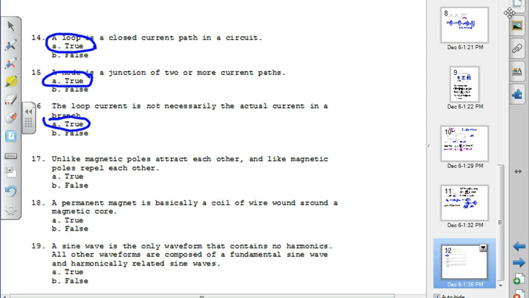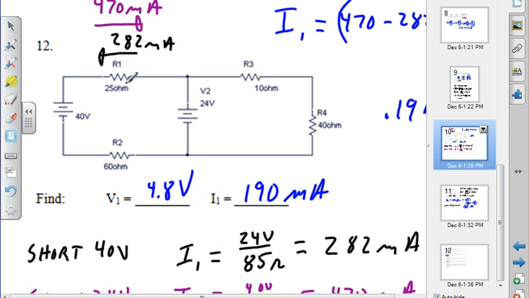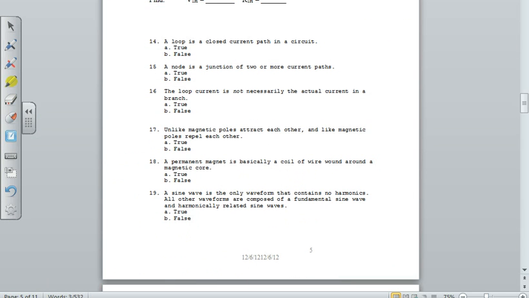Back here, we have a loop current going that way of 2.8 milliamps. We have a loop current going this way of 4.7 milliamps. Neither of those is the actual current in the branch. The actual current in the branch is 0.19 amps, 190 milliamps. Okay. But yeah, that was a trick question. I agree. There's no doubt about it.